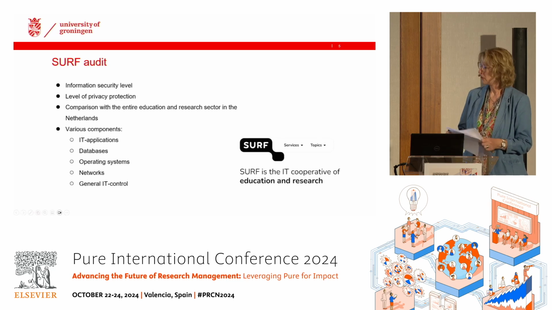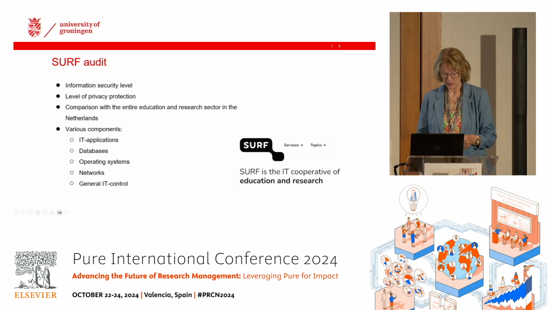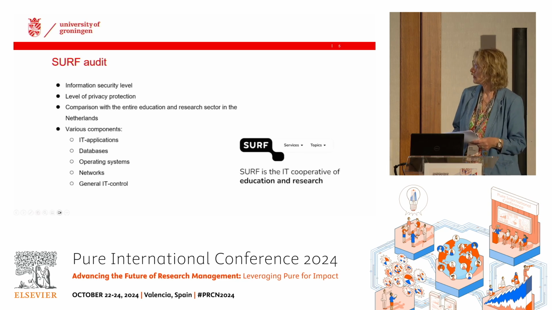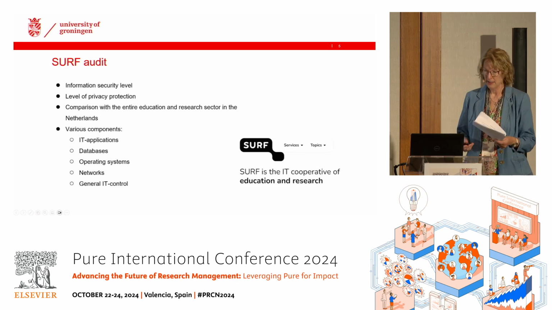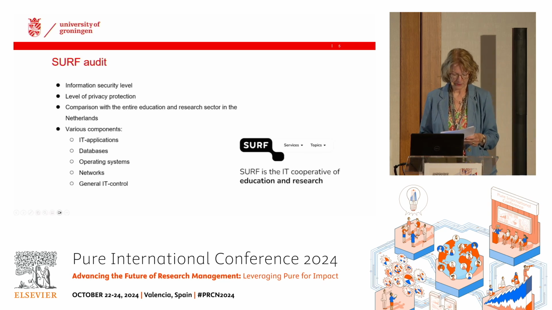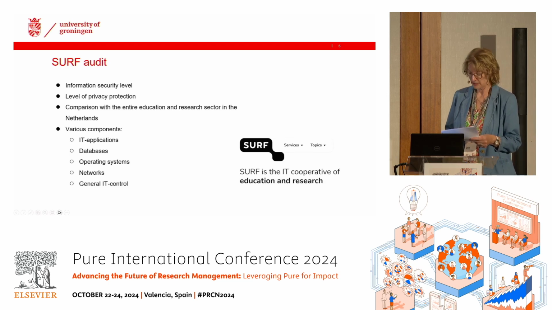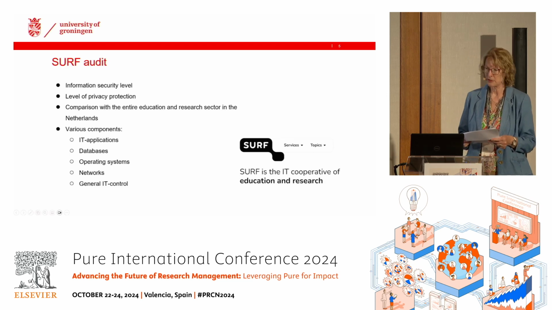So, the audit is organized by SURF. SURF is a partnership of Dutch educational and research institutions in the field of ICT. It is becoming increasingly important to know where we stand with information security and privacy within our institution, how the sector as a whole is doing, and how our institution is doing compared to the sector. The goal is to gain a thorough insight in the current state of maturity of information security and cybersecurity.